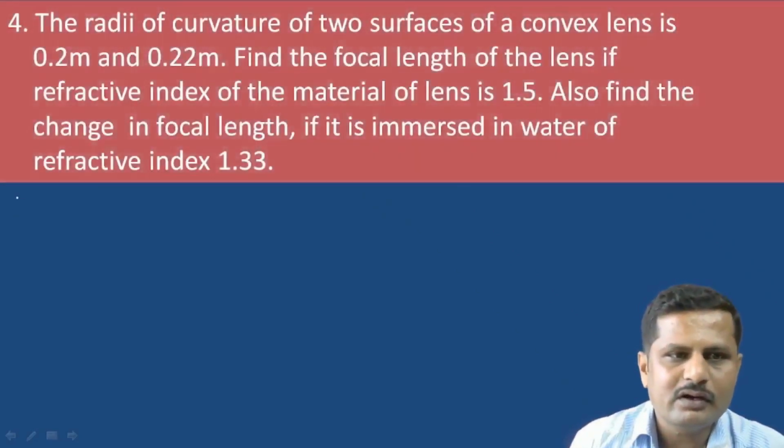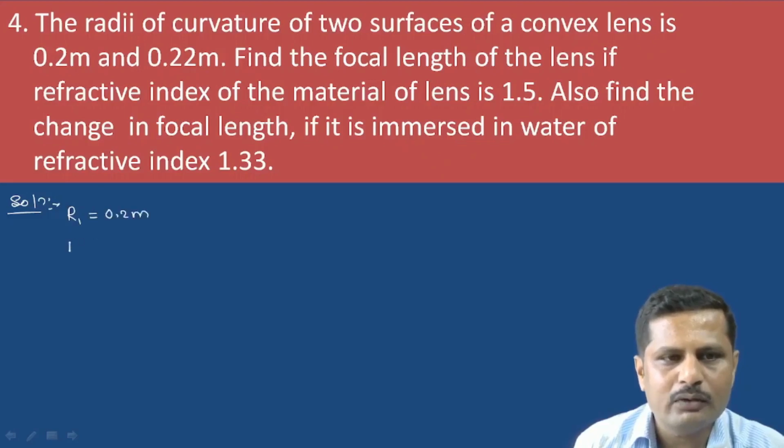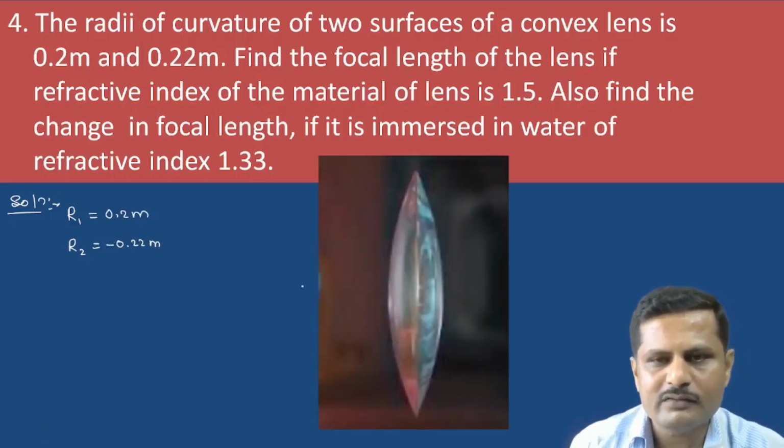So here we can see that the radii of curvature of the convex lens are 0.2 meter and 0.22 meter. Let me consider them as R1 and R2. Here R1 equals 0.2 meter and R2 equals minus 0.22 meter. Why should we consider this one as minus? Because in the case of lenses, when we consider this surface, the center of curvature will come this side. This is the center of curvature, and the radius will be this side. This is what we call the radius.